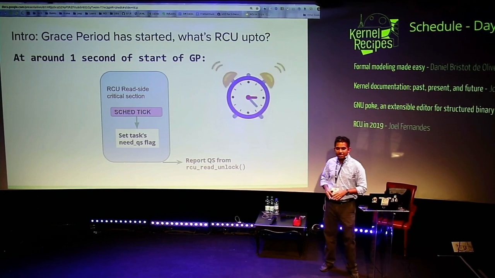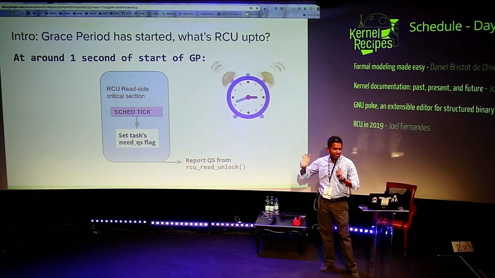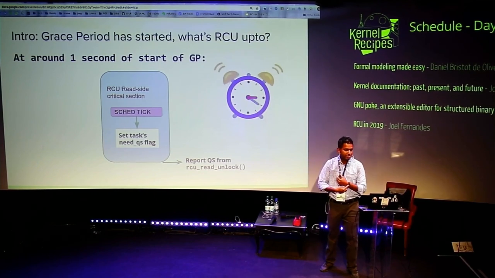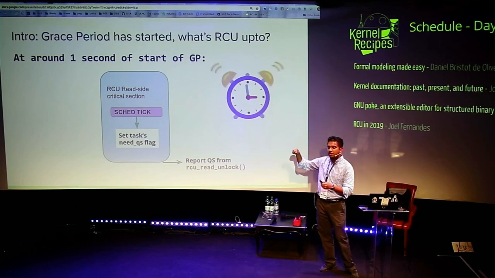At 1 second, the grace period thread doesn't do anything. This happens in the scheduler tick itself. The tick notices that it's been 1 second since the grace period started, and it sets a flag that requests help from the RCU read unlock.